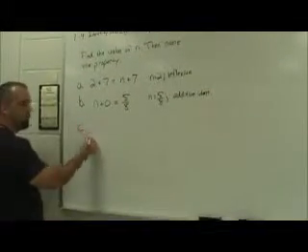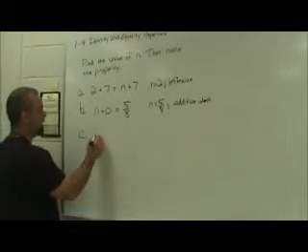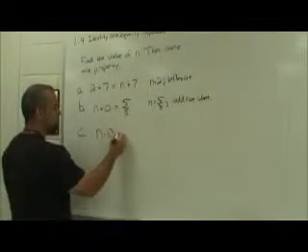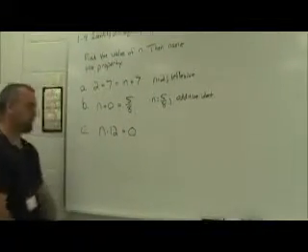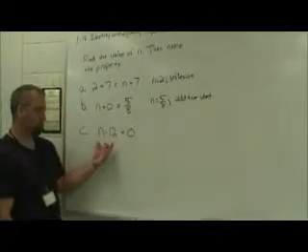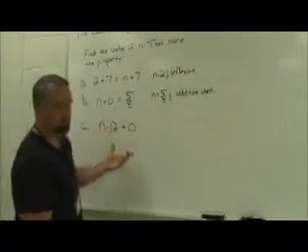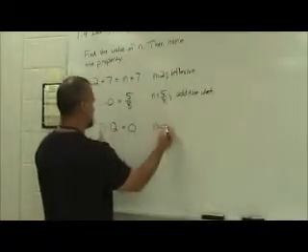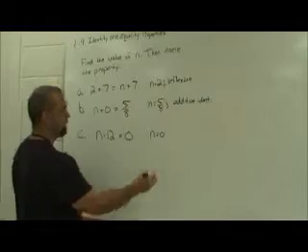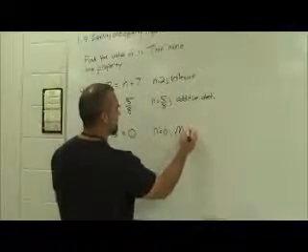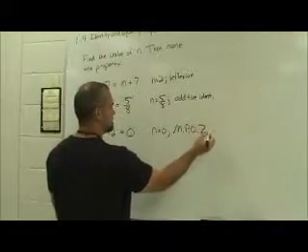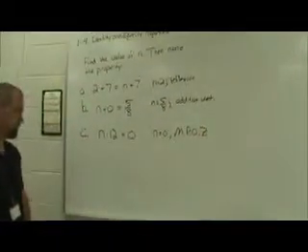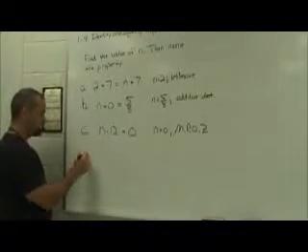Alright. Not too bad. How about this one? N times 12 equals 0. Okay? Well, we all know that if you multiply two numbers together and you get 0, one of them better be 0. In this case, n is equal to 0 because 0 times 12 is 0. And that is multiplicative property of 0. MPO. Alright. And let's do one more quick.